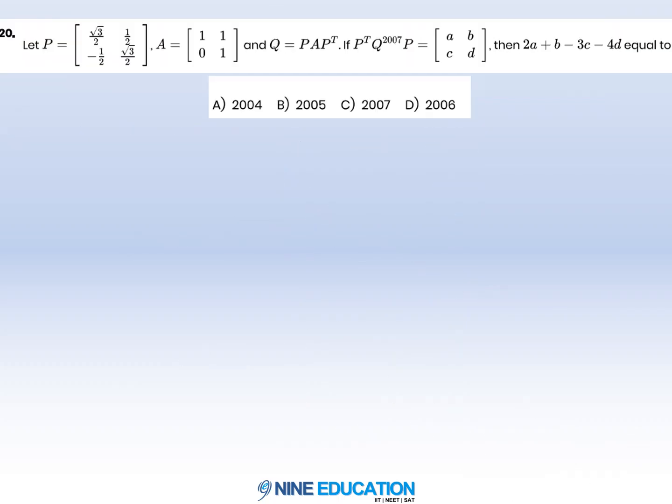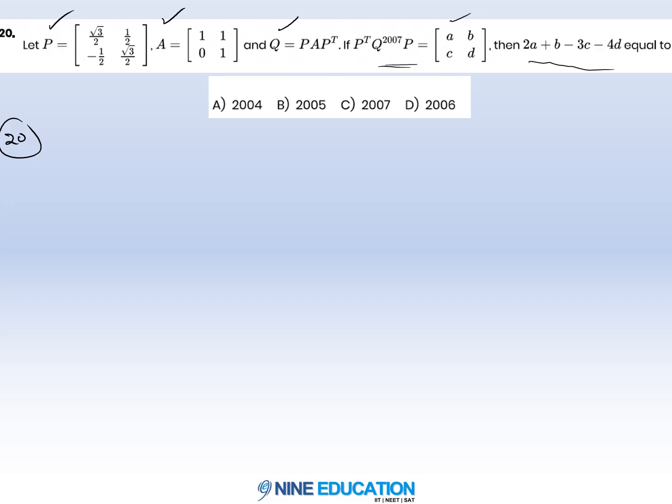Let's discuss question number 20. Matrix P is given, matrix A is given. Q is defined in the form P A into P transpose, and some equation is given: P transpose Q to the power 2007 P. This is one 2 cross 2 matrix, in which the elements are a, b, c, d. We need to find this expression's value, which depends on the a, b, c, and d values.